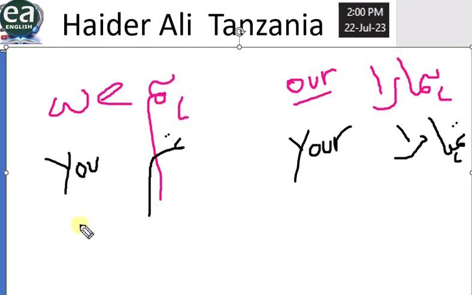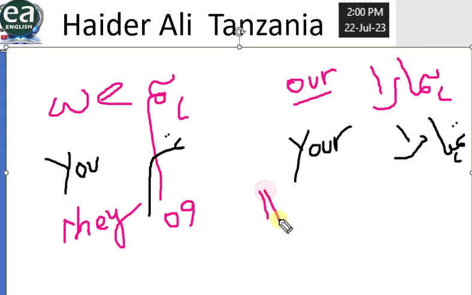Okay, now I write "wo". This is like "they". We say it wo, like more people. Wo. If I write "there", wo. So what is the Urdu meaning of "there"? I'm not sure.